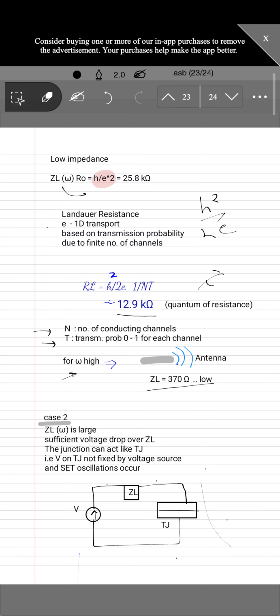However, if the case is such that the value of this impedance is high, then there is sufficient voltage drop over ZL. This indicates that the junction can act like a tunnel junction, because the voltage on this junction is not fixed, since ZL is high. And so in that case, the voltage V can oscillate like the AC oscillations mentioned previously.